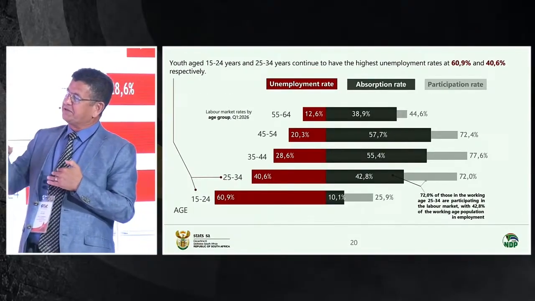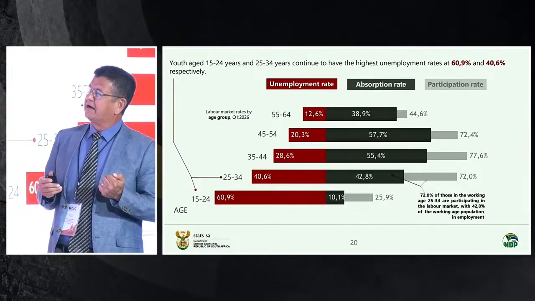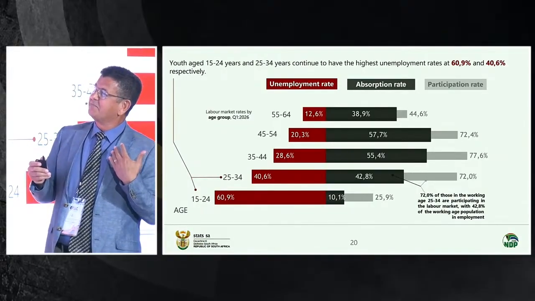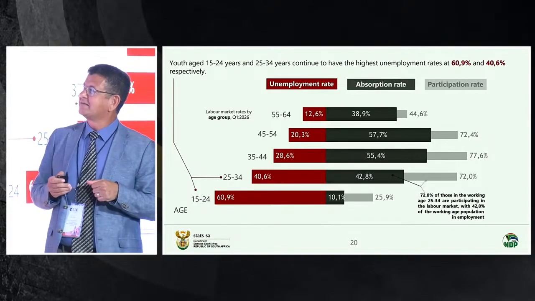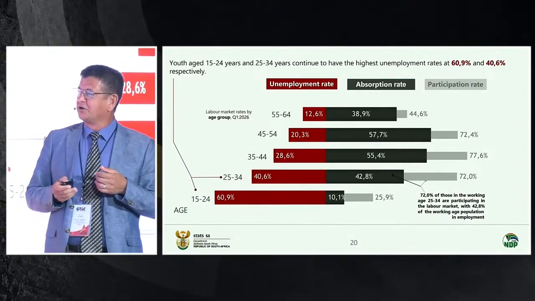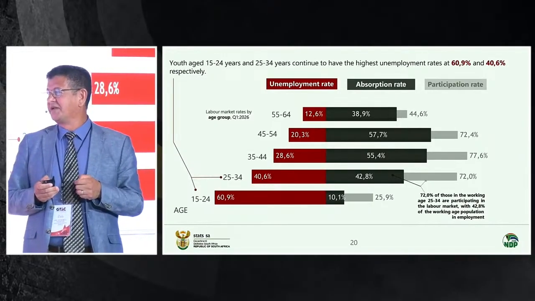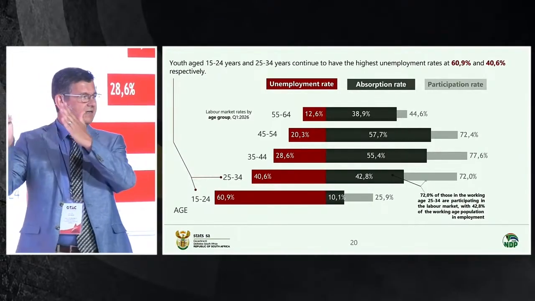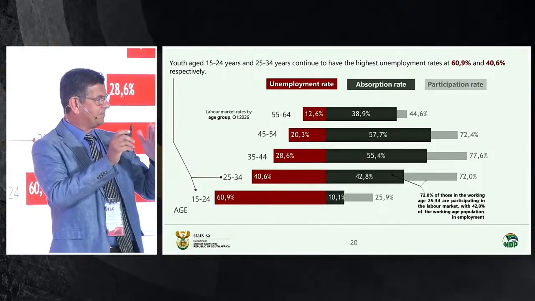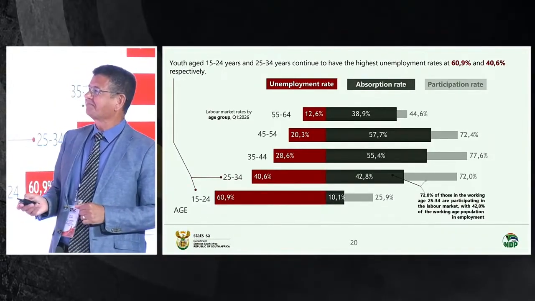This one breaks it up into more age cohorts. So if you're my age, you will see that the unemployment rate is 12.6%, absorption 38.9%. As we get to younger groups, 15 to 24, sitting with an unemployment rate of 60.9%. And we can see that the pyramid goes bigger, the younger that you become.